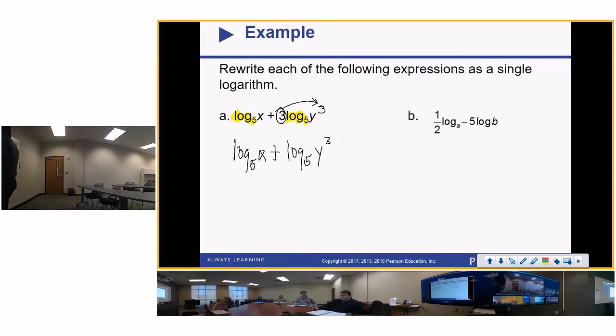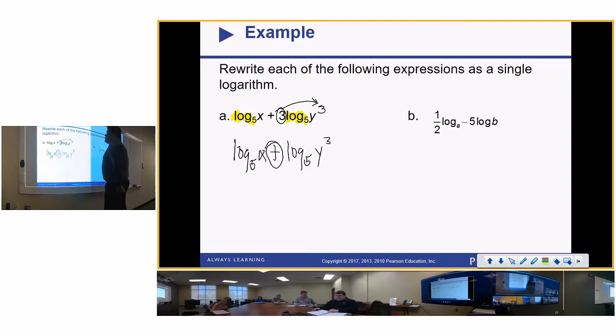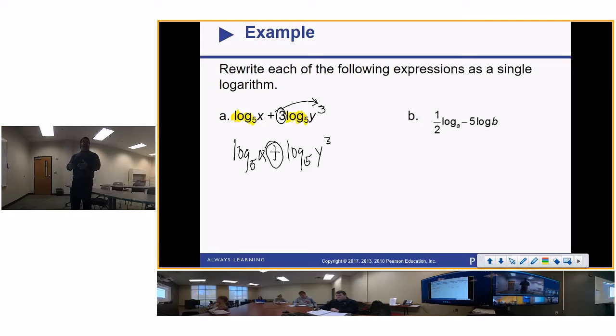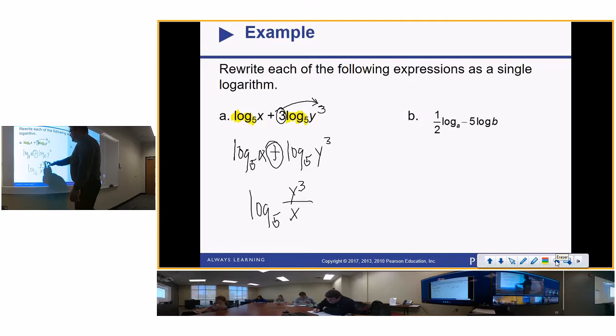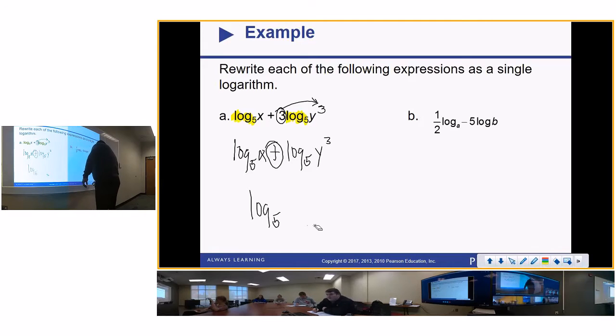Okay, so I've got plus right here. So what am I going to use now? Okay, narrowed it down. We already used the power rule. So that narrows it down to the quotient rule or the product rule? Which one is it? The product rule. So I'm going to rewrite this as log base 5 of y to the 3rd over what? I'm sorry, I just decided to use the quotient rule for some odd reason. I suck.